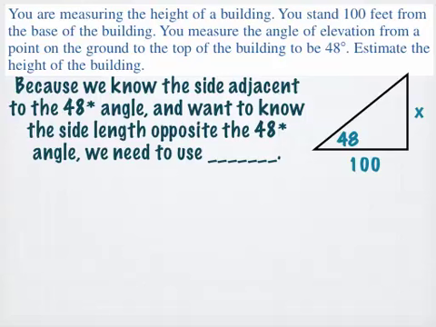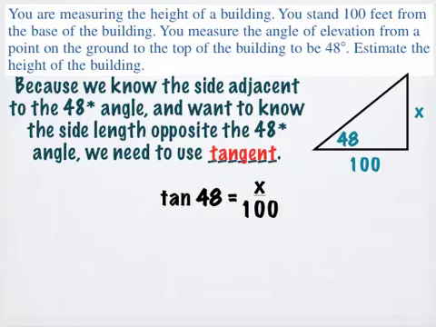Because we know the side adjacent to the 48-degree angle, and we want to know the side length opposite the 48-degree angle, would we want to use sine, cosine, or tangent? Which one uses opposite and adjacent? In this case, it would be tangent. How we're going to use this is we're going to say the tangent of 48 degrees equals the opposite, which is X, that's what I'm trying to find, over the adjacent, which is 100.